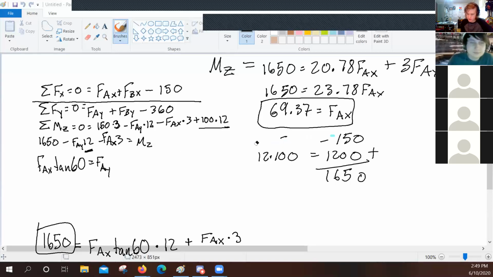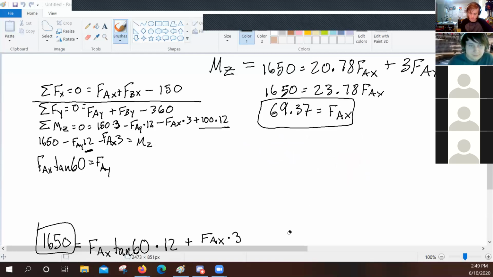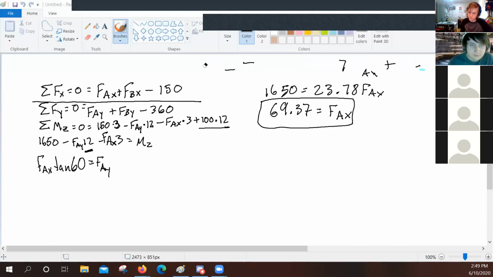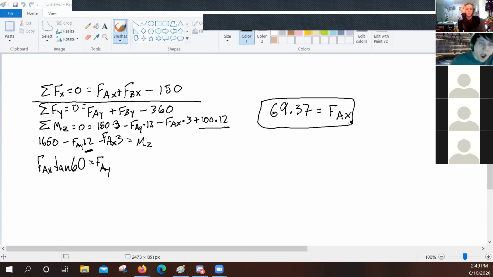Hopefully you guys have this written down, because I have to erase it for space. I'm also going to erase this bottom one because we don't need it anymore. The important bit that we have now is just this answer here, okay? So can somebody tell me what we're going to do with this answer to find our next variable? You can multiply that by tangent of 60 to find Fa of y. Yep, so I can plug it into this equation down here.